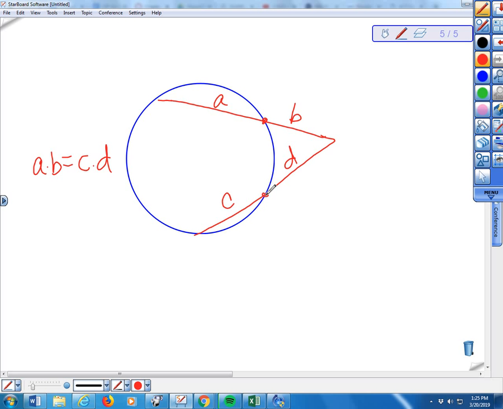Okay, what we do to set an equation up, we take the external piece of one secant times the whole length of that secant. And that's equal to the external piece of the other secant times the whole piece of that other secant.